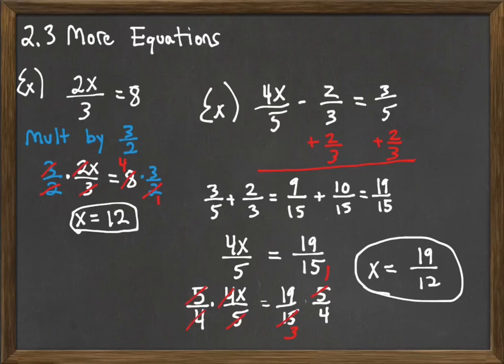At this point I just put everything together. On the left-hand side I'll have just x. 19 times 1 is 19. 3 times 4 is 12. So I get x equals 19 over 12.